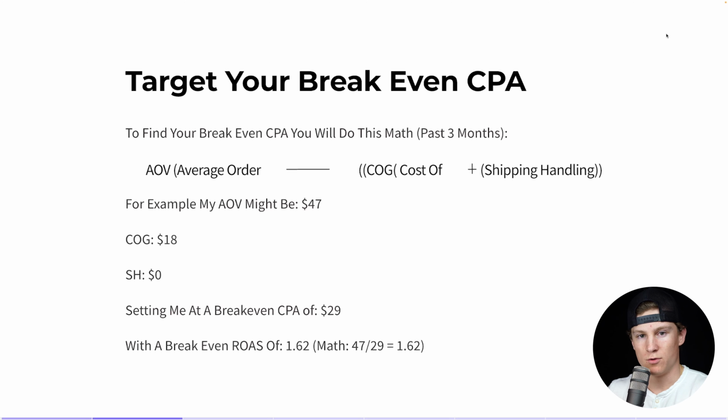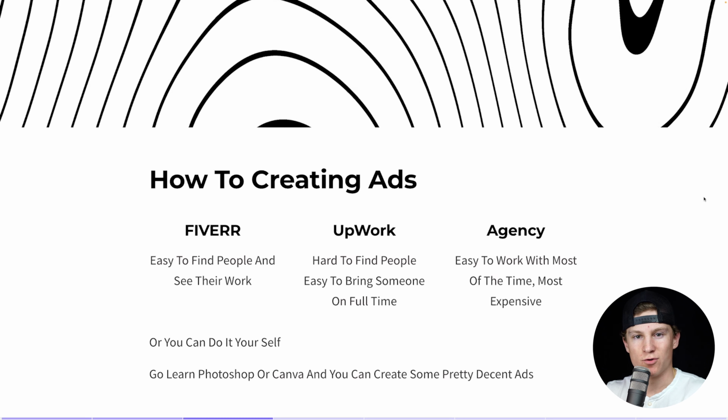Now it's pretty simple to do this equation. You would just do your average order value over 3 months minus the cost of goods, and then also the shipping and handling. So in this example, one of my clients had an AOV of $47, and then their cost of goods was around $18 for that AOV, and then their shipping and handling was $0, since they didn't pay the shipping, the customer did. So that means we were able to have a break-even CPA of $29, and then also a break-even ROAS of 1.62.